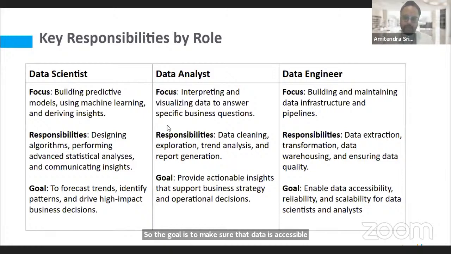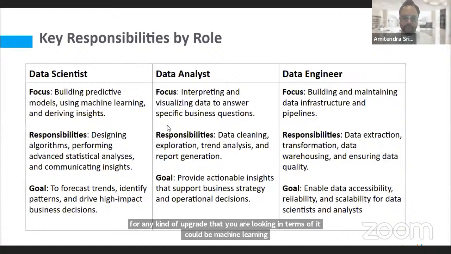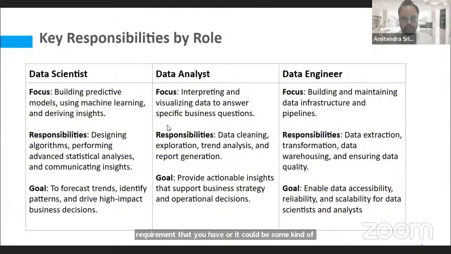It is reliable and easily scalable for any kind of upgrade that you are looking for, it could be a machine learning requirement that you have, or it could be some kind of application requirement. So these are the job roles that you have, and these are the key responsibilities by role.